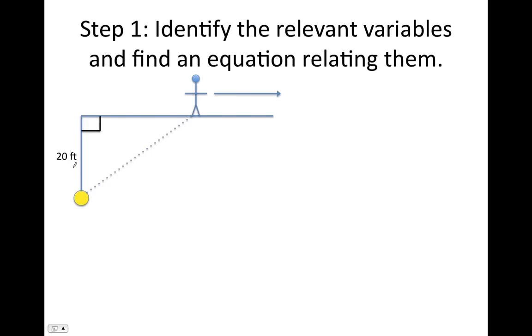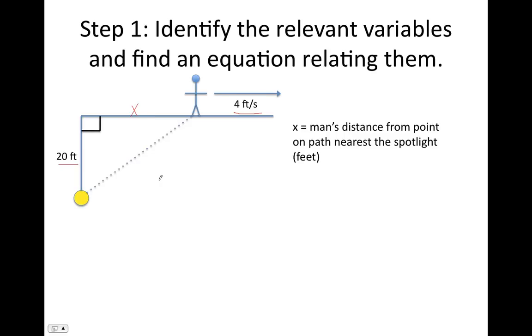First, we're told that the spotlight is located 20 feet from the man's starting point. We're also told that the man is walking at a speed of 4 feet per second. Now let's fill in the rest of the information by adding variables to represent the quantities we're measuring. First, let's label the distance the man's traveled from his starting point by the variable x. So x is going to be the man's distance from the point on the path that's nearest to the spotlight, and it will be measured in feet.